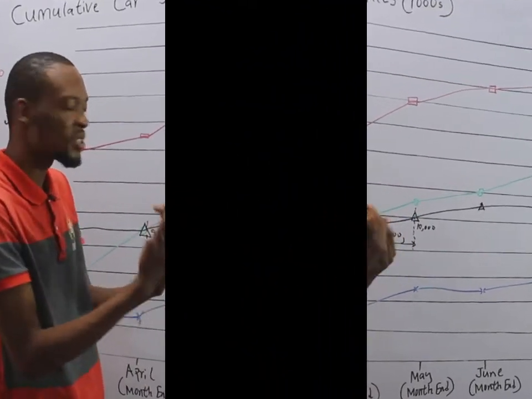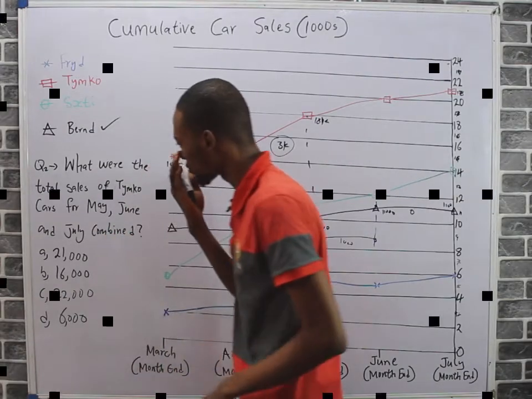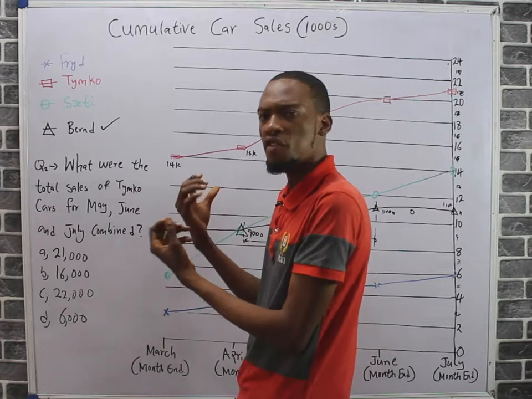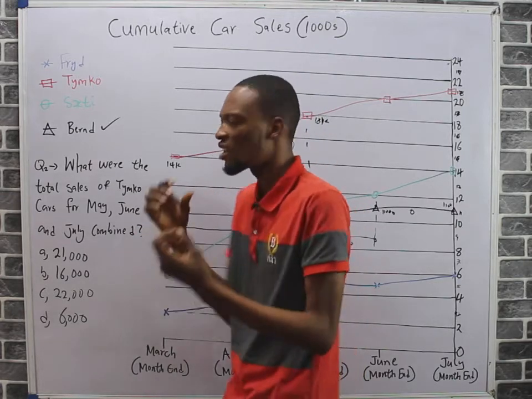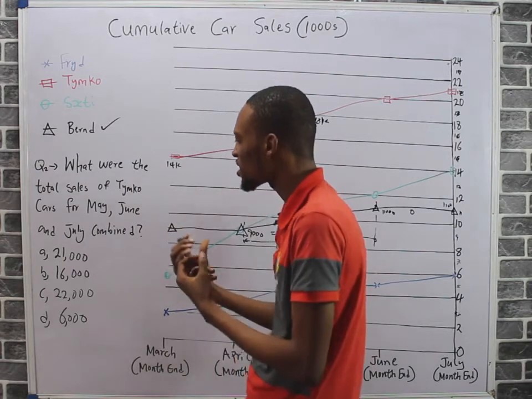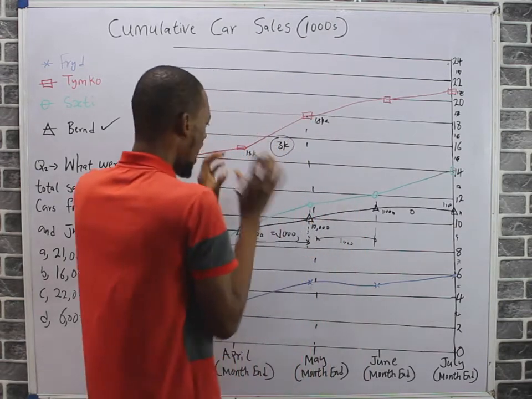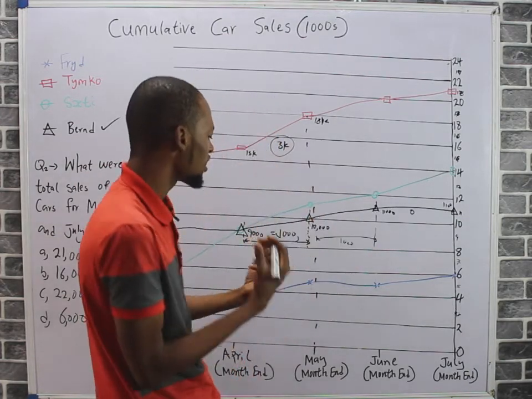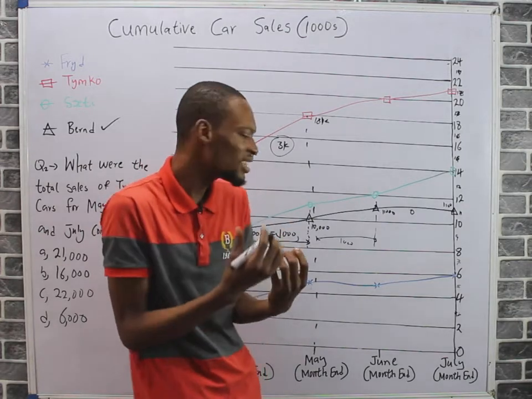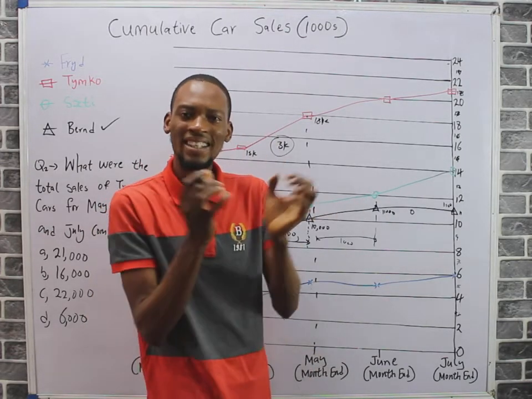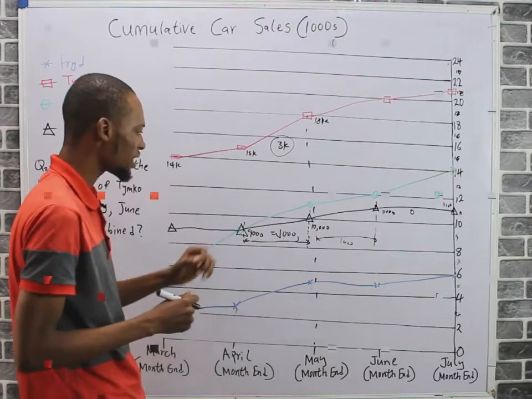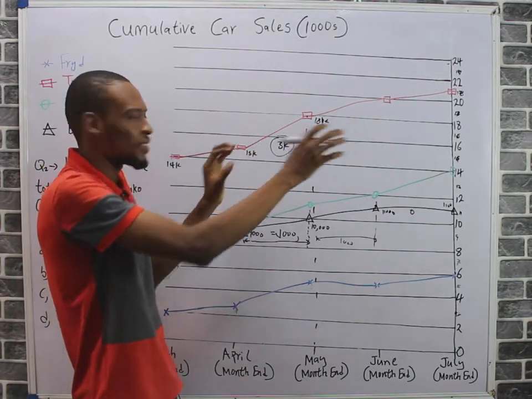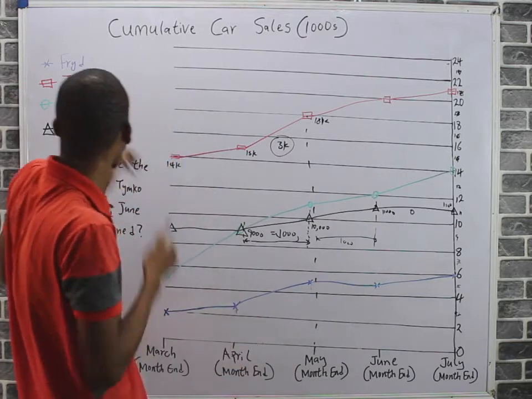Everything is continuing. Question 2 says, what were the total sales of Tymko cars for May, June, and July combined? Which means how much or how many cars did they sell in May? How many did they sell in June? And how many did they sell in July? Add everything together. Look at this. Tymko car, meaning we are dealing with this red guy. Red. So this is our guide.